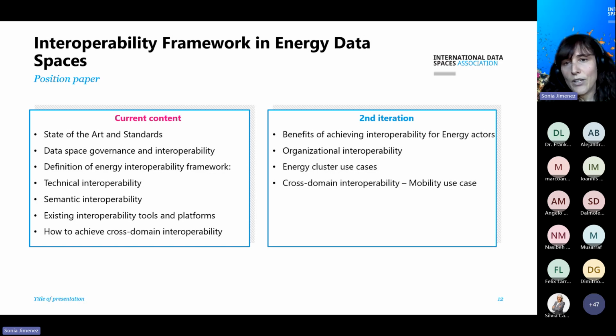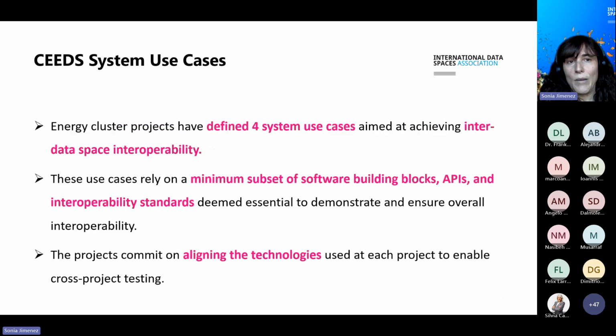In the second iteration that we are currently working on, we add the perspective of the actors of the energy domain, because we want to describe how this interoperability has benefits for the different actors in the energy domain. We explain also organizational interoperability, so not only technical and semantic. We go one layer above. We describe the use cases that the cluster is defining, and we add one use case of cross-domain interoperability with the mobility domain.